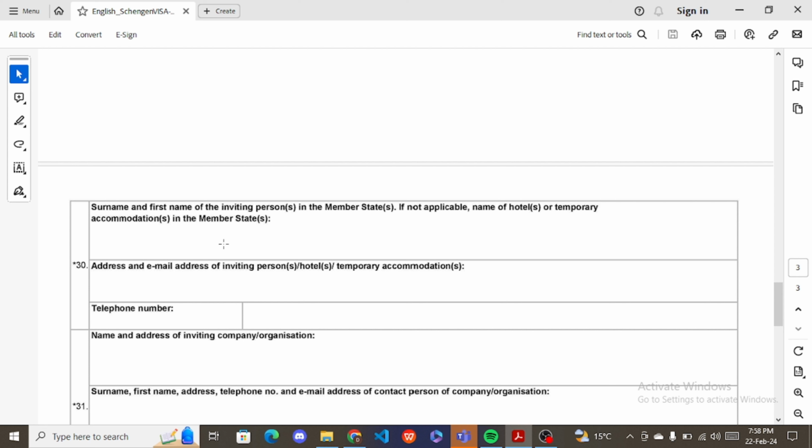And if you're a student and you intend staying with a family member who is inviting you to stay with them while you study, please go ahead and write their first name and their surname.